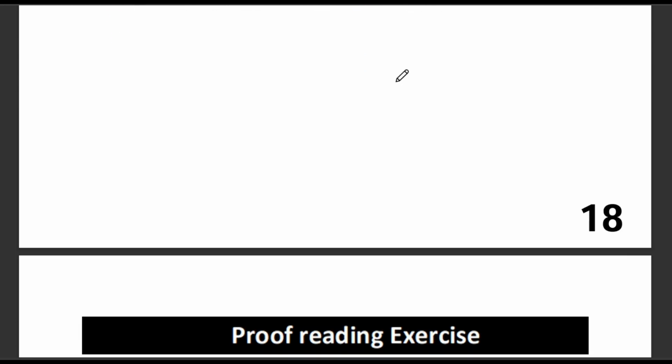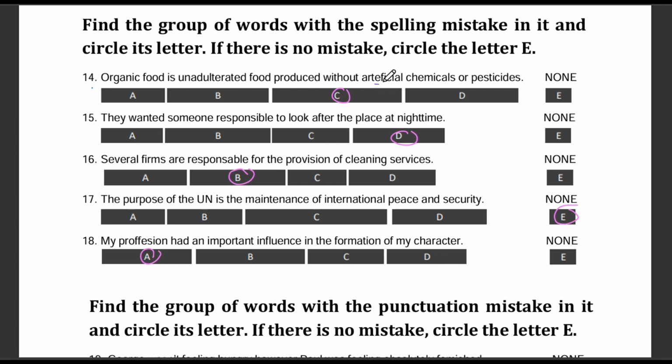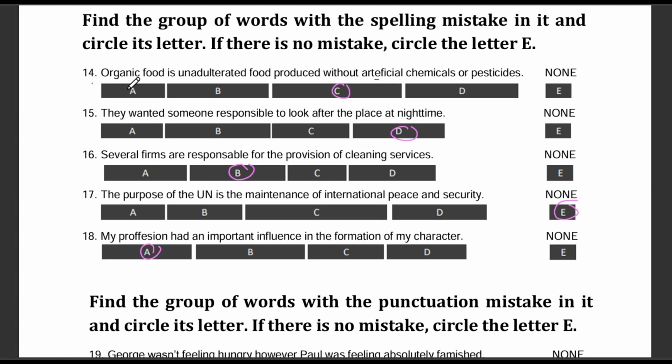All right, now we are moving on to the proofreading exercise. Question 14. Find the group of words with the spelling mistake. Organic food is unadulterated food produced without artificial chemicals or pesticides. Options. A. Organic food is. B. Unadulterated food. C. Artificial chemicals. D. Or pesticides. E. None. Correct answer C. In option C, the word artificial is misspelled. Now let's see why the others are not correct. Options A, B, and D are all spelled correctly.